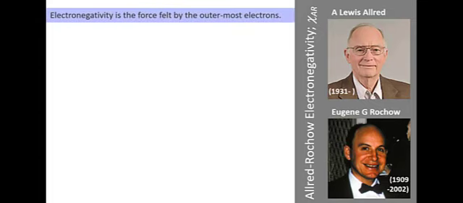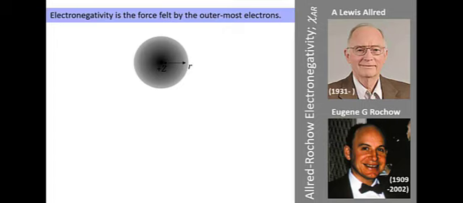A little while later, Allred and Rochow gave us another perspective. They said electronegativity is a measure of how strongly an atom holds on to its outermost electrons. That's okay, but calculating the exact force experienced by the valence electron is mathematically too difficult for any atom with more than one electron. However, there is a workaround.